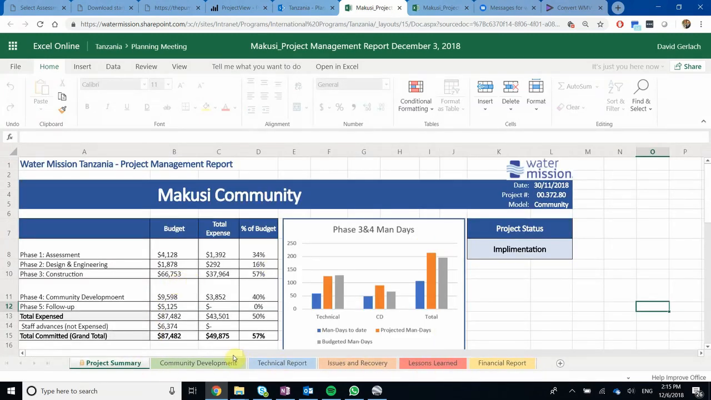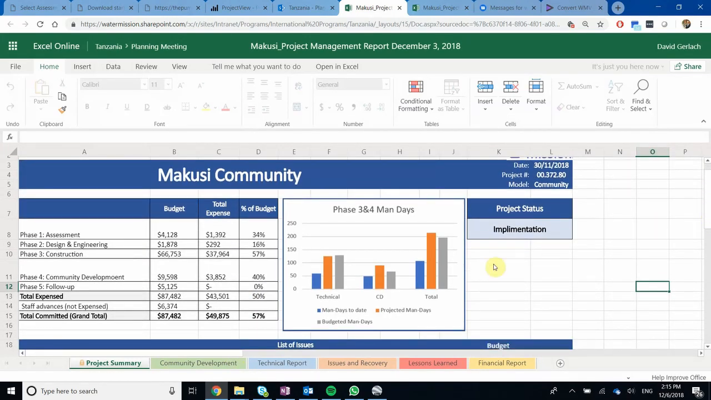As you can see, this captures a lot of information that we don't know where it's coming from yet. In reality, it's coming from these other tabs, but if you're just looking for a quick glimpse at what the project is doing, this really gives us a good snapshot of what we're looking for. We'll come back to this project summary, but first I want to talk about some of the other tabs.